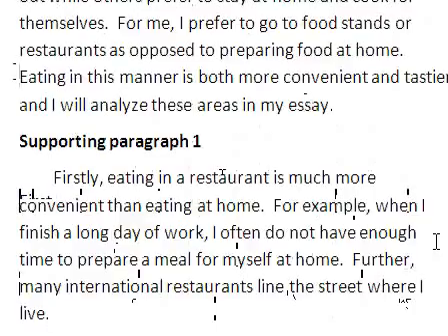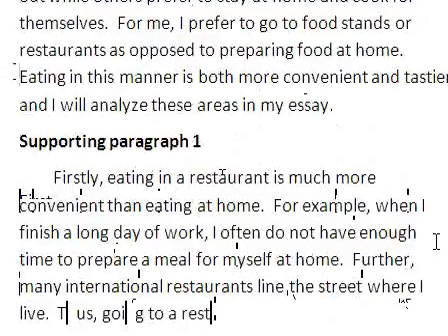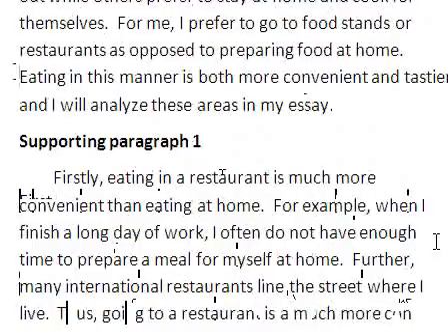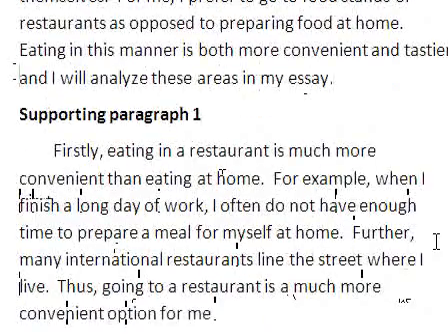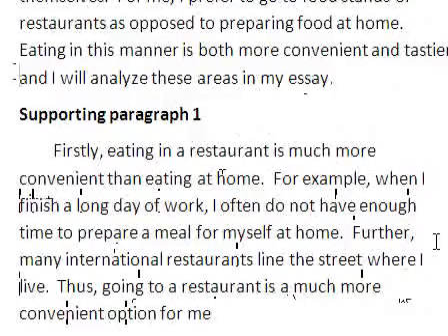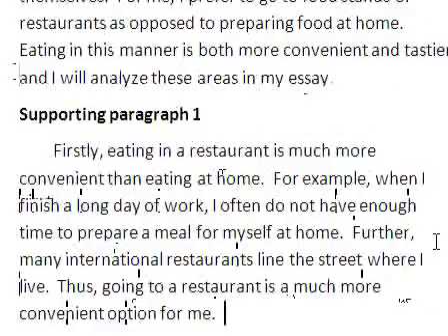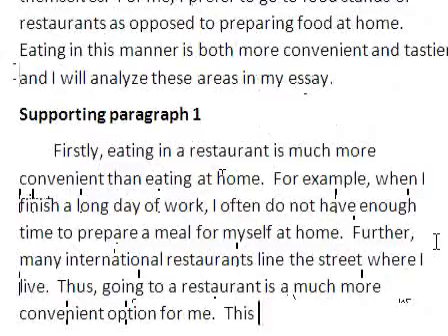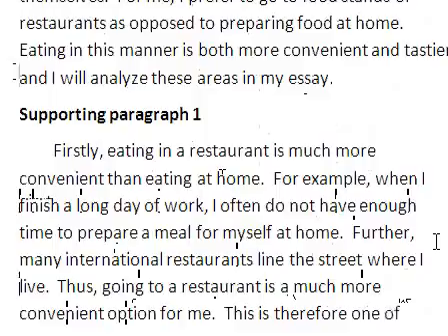So I guess this is kind of like two examples, but the example is that I don't have enough time to prepare meals for myself at home. And then also, there are many restaurants very close to my home. So for these reasons, it's just more convenient for me to eat in a restaurant than to cook at home. Now, the purpose of this next sentence, the third sentence, our discussion sentence, is to link these examples to our topic. So our discussion sentence would say something like, thus, going to a restaurant is a much more convenient option for me.